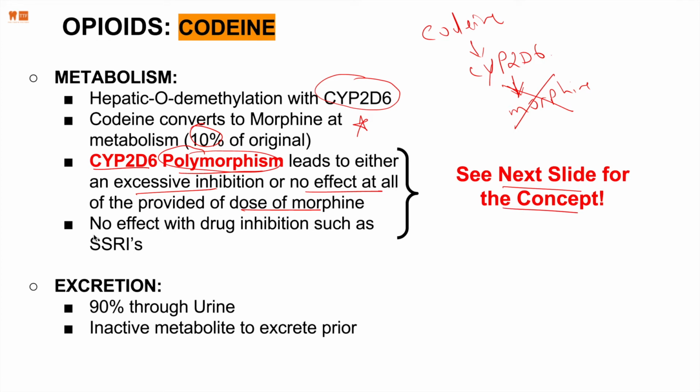In metabolism, there are no effects with drug inhibition such as serotonin reuptake inhibitors. In excretion, we know it's 90% through urine. Inactive metabolites will excrete prior to the active metabolites.